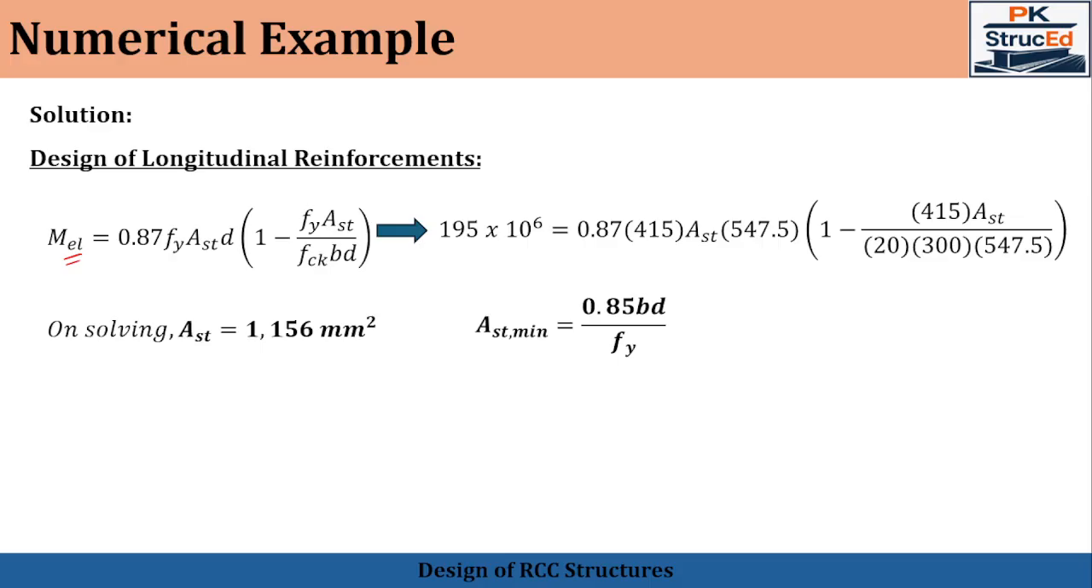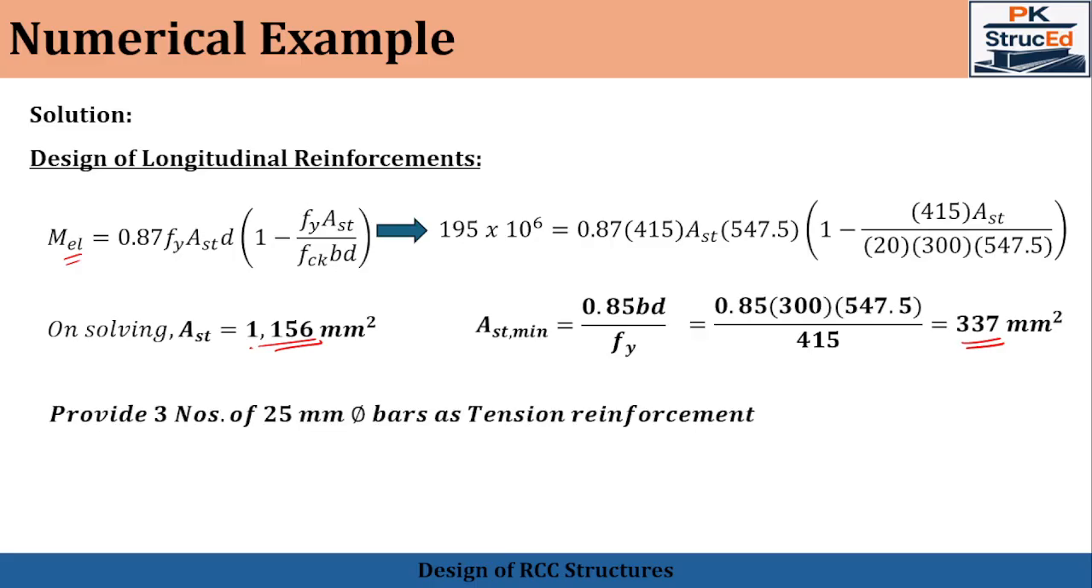And the AST minimum for a beam will be 0.85 BD by Fy. Substituting, we get the value as 337 mm square. So in this case, the required AST is greater than the minimum AST required for this cross section of 300 by 600 mm. Now, as we already fixed, we are going to provide 25 mm dia bars. Therefore, we are providing 3 numbers of 25 mm dia bars as tension reinforcement with the AST provided as 1473 mm square.